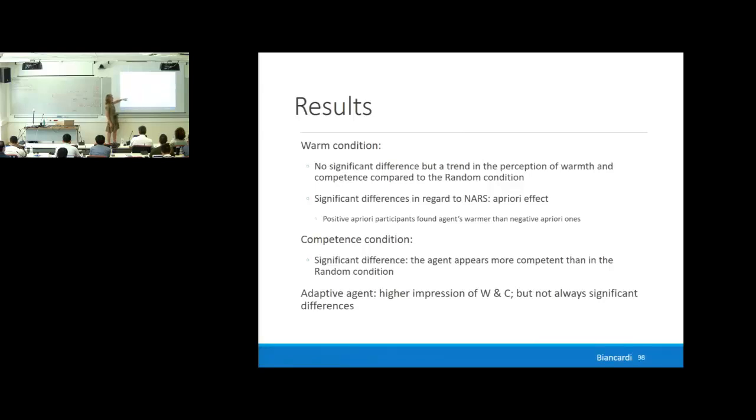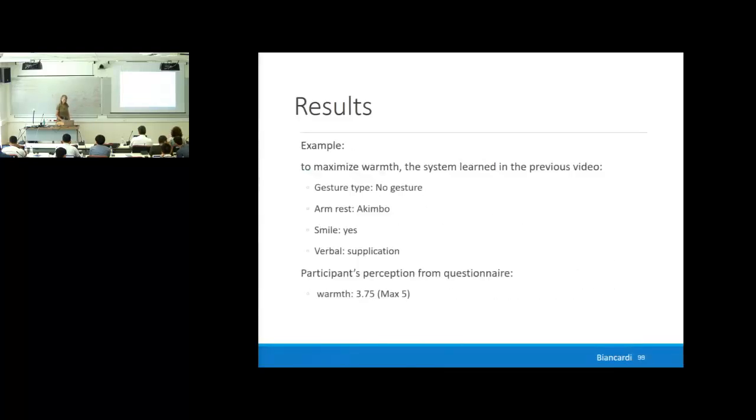For the competence condition, we found that there were some significant differences, that the agent appeared more competent than in the random condition. And in either the warmth or competence conditions, there was a higher impression of warmth and competence, but not always significant differences.